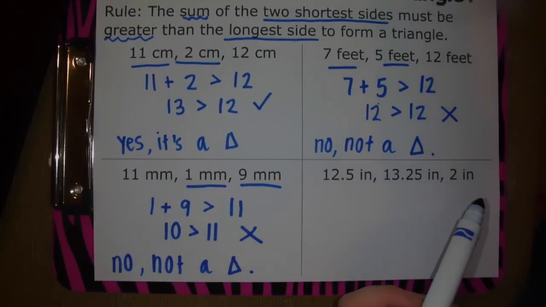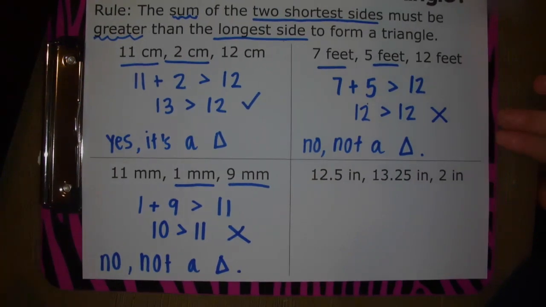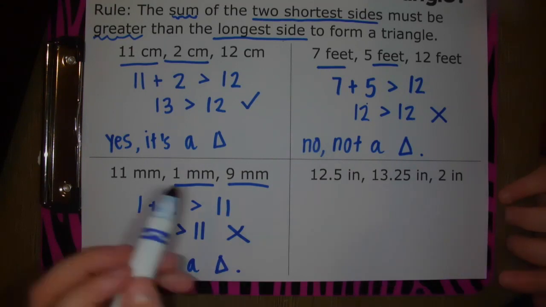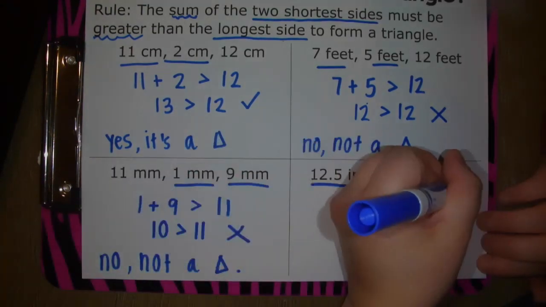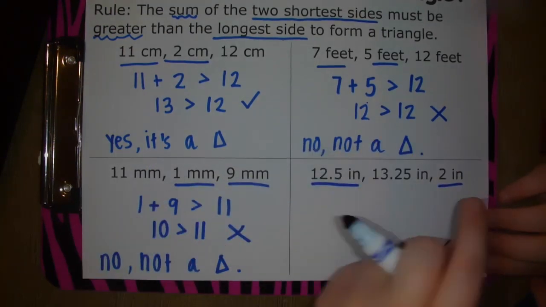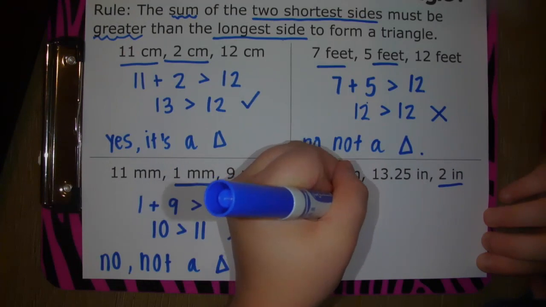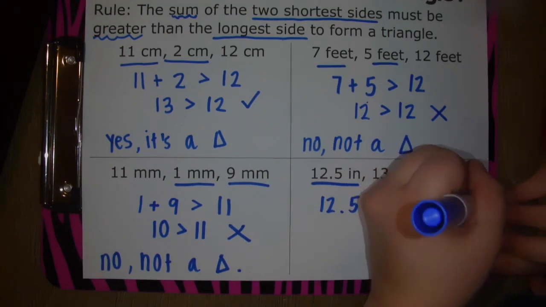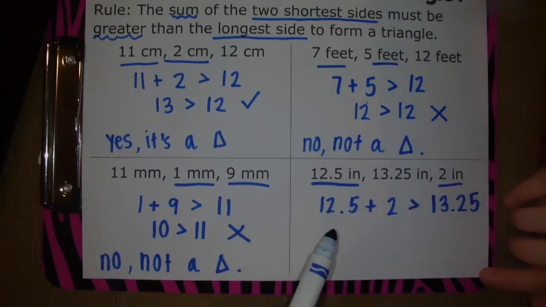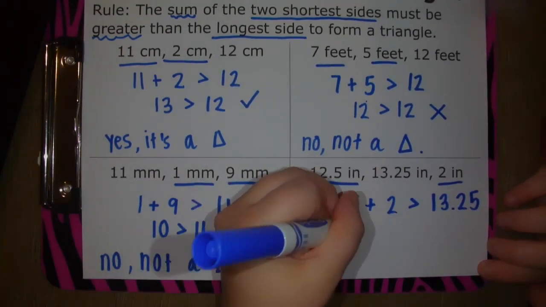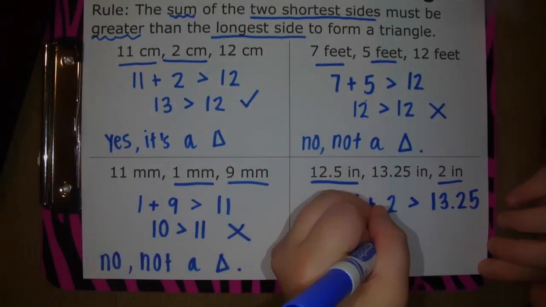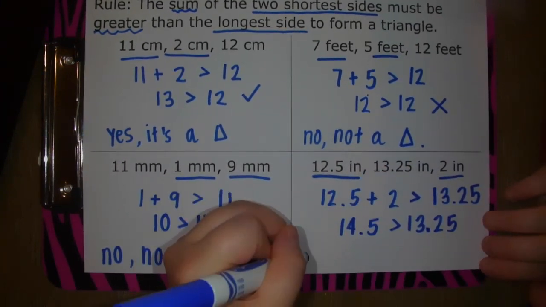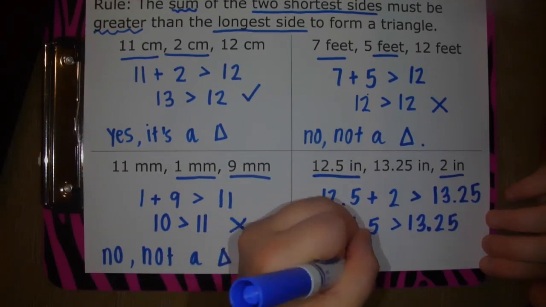On to the next one. We have 3 side lengths again, and we need to first locate the 2 smallest ones. We have 12.5, 13.25, and 2. And I see that my 2 smallest side lengths are going to be 12.5 and 2. So 12.5 plus 2 needs to be greater than 13.25. When I add 12.5 and 2 together, I get 14.5. Is 14.5 greater than 13.25? Yes. So we say yes, it's a triangle.